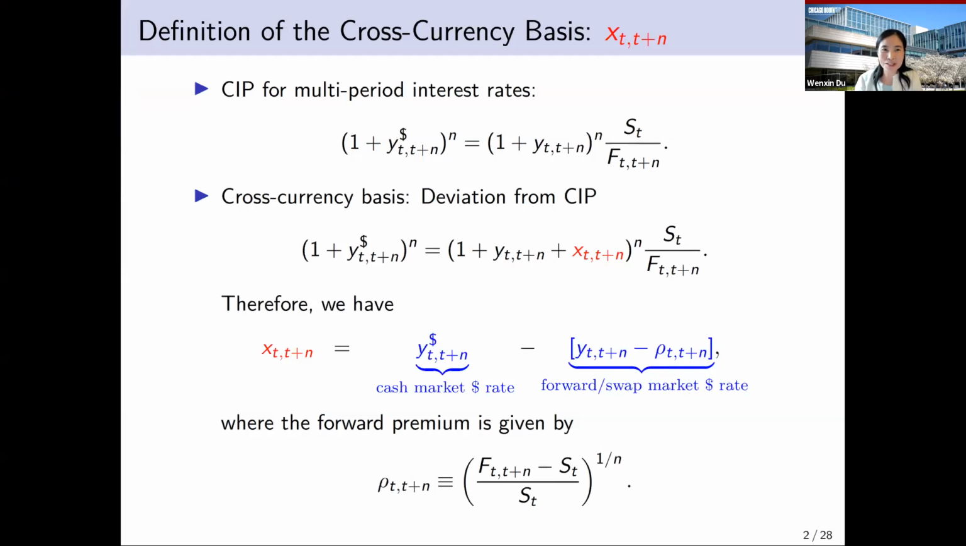Let's start with the basic definition for CIP, which is the first equation on this slide. Imagine we have $1 today, and we can either invest in a risk-free dollar bond for N periods. My notation is Y superscript dollar sign. Or we can exchange that $1 into S units of foreign currency and invest in a foreign currency risk-free rate for N periods. This is my notation for the foreign currency risk-free rate, without a dollar sign. Then we know this is how much foreign currency we'll get back with certainty, right? We don't like the next period exchange rate risk.